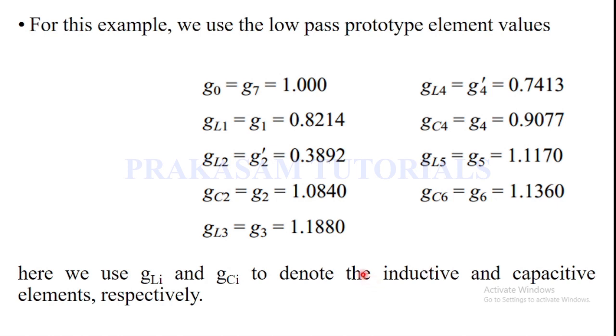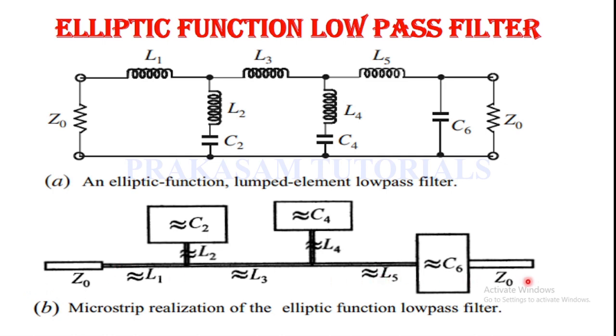Here we use G suffix Li and G suffix Ci to denote the inductive element and capacitive element, and substitute different i values, i equal to 1, 2, 3, 4 like that. So we get GL1, GC1, GL2, GC2 like that. The microstrip filter is designed to have a cutoff frequency. In this design I am considering the cutoff frequency as 1 GHz and the input-output terminal impedance as 50 ohm.